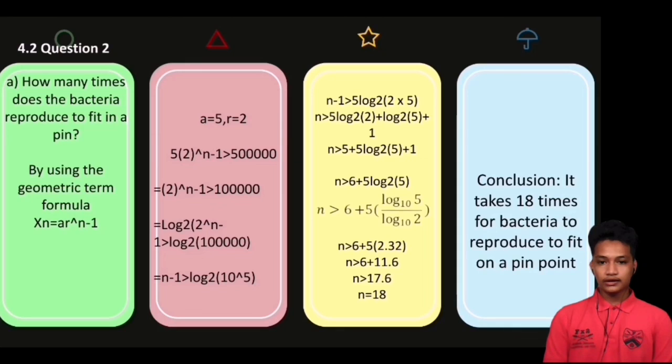By using a calculator, we get n greater than 6 plus 5 multiplied by 2.32. N greater than 6 plus 11.6. N greater than 17.6. N equals 18. The conclusion is, it takes 18 times for the bacteria to reproduce to fit on a pinpoint. That's all for me. Thank you.